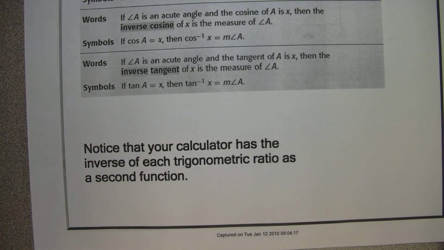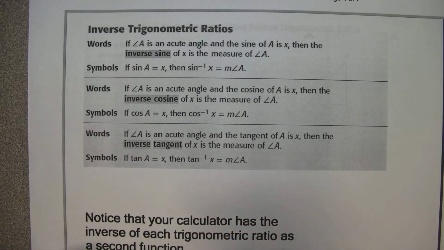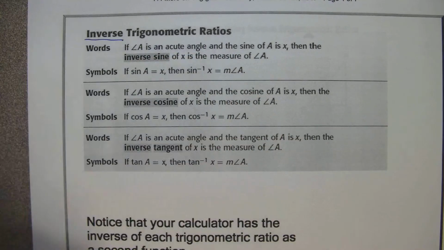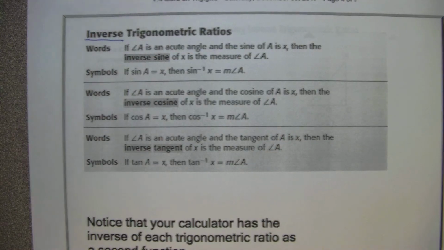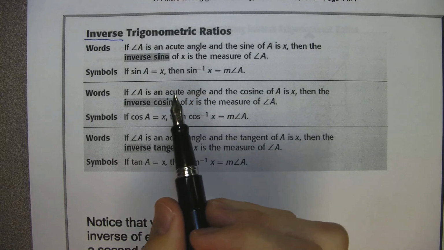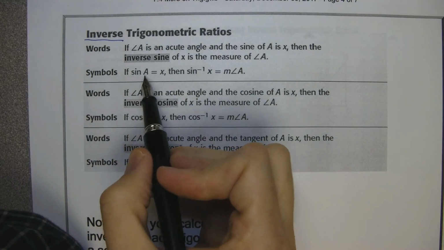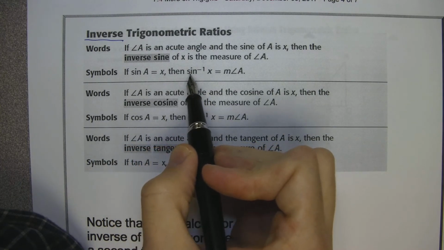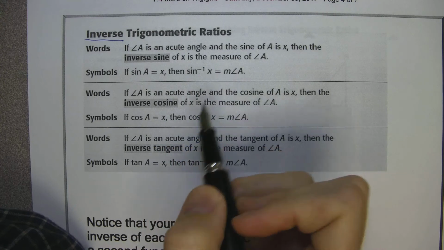Now, so far all we've been doing is finding side lengths, okay? If we use the inverse of our trigonometric ratios, then that will allow us to find angle measures, all right? So for example, if I know that the sine of A is x amount, then the inverse sine of x is the measure of angle A.